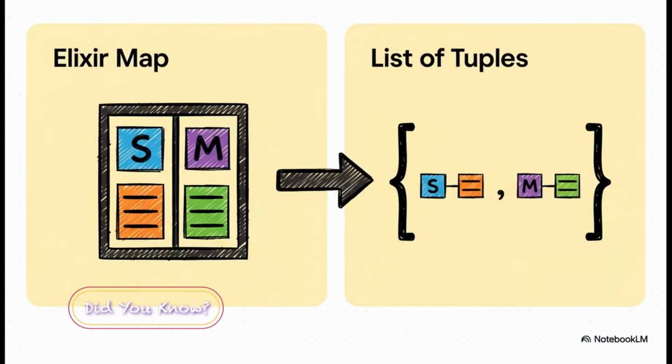Okay, so here's a cool under the hood detail. You might be wondering, wait a minute, I thought Enum was for lists. How does it work on a map, like the one on the left? Well, this is the clever part. When you give Enum a map, it secretly treats it as a list of tuples. A tuple is just a little container for a couple of items, like you see on the right. By turning the map into a list of these key value pairs, Enum can use all its list handling magic on maps too. Pretty smart, huh?